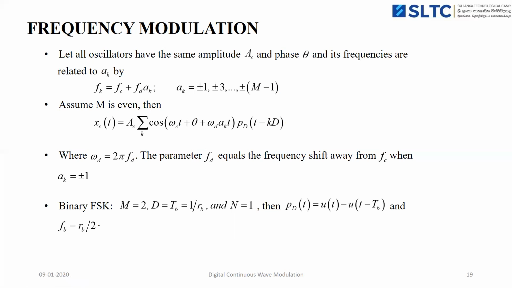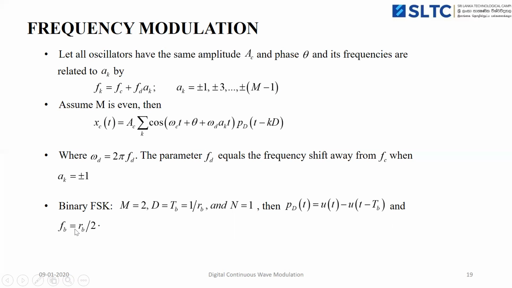So let's consider the binary FSK modulation. The number of symbols M equals 2, and the duration of the rectangular pulse equals the bit duration. Both are equal, so that it is inversely proportional to the bit rate. And we are considering n equal to 1, and this is the formula for the rectangular pulse.